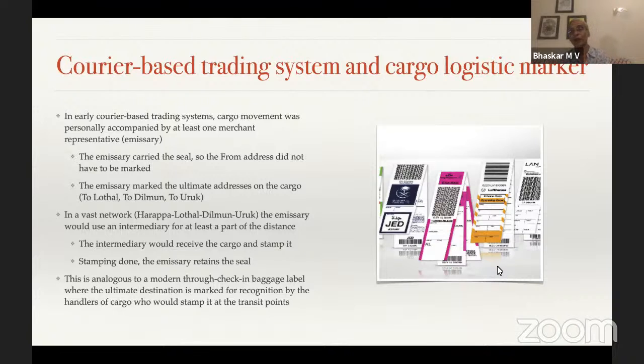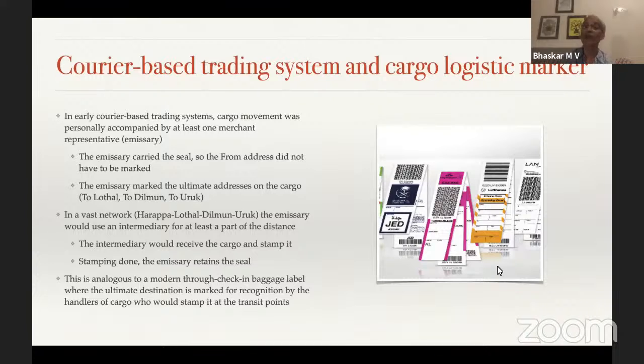closely followed by the postal system, all of which will actually use this logistic marking and this way of handling cargo subsequently, but we don't see that because it gets buried. This logic gets buried deep down in those systems. In Indus symbolism and on Indus seals, it is in our face for us to see immediately. So the emissary carried the seal.